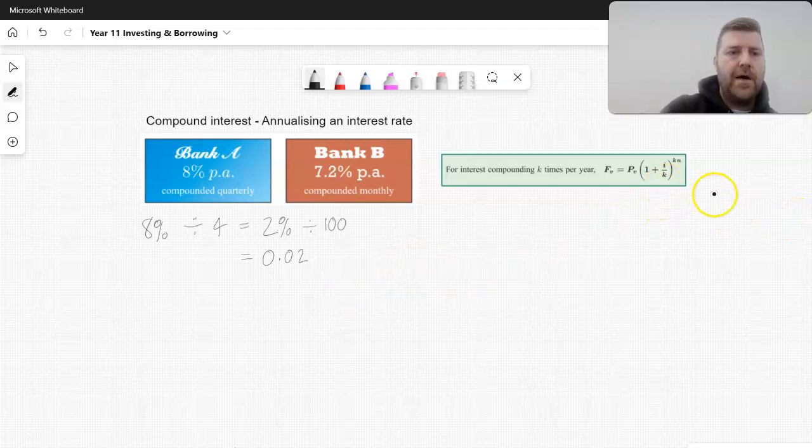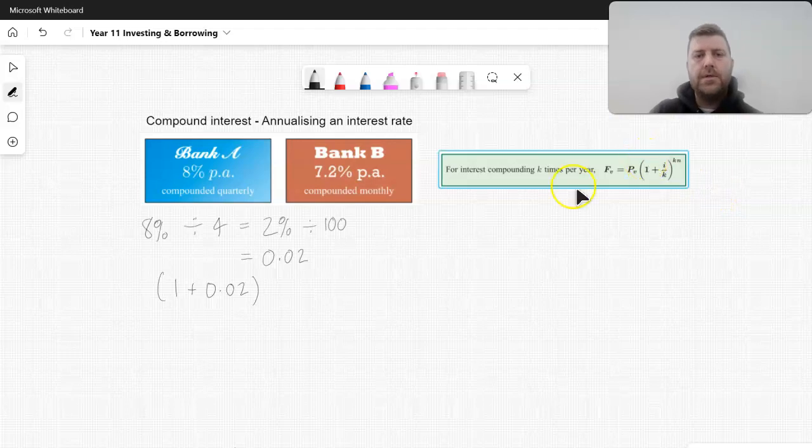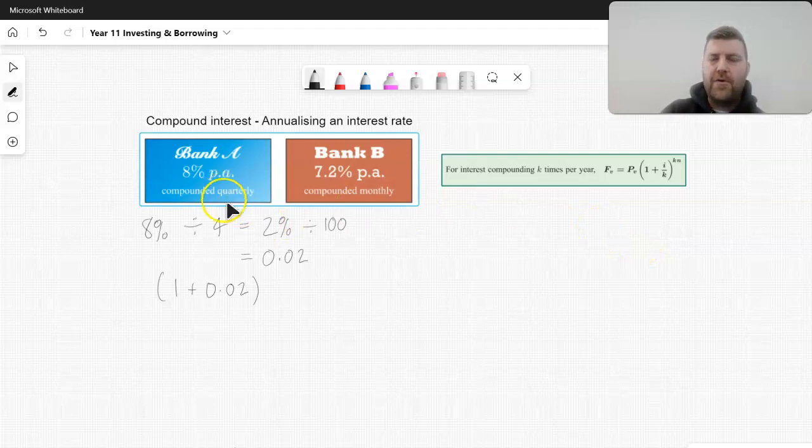And then I'm just going to pop that in. So that becomes 1 plus 0.02 to the power of k times n. Remember, k is the number of compounding periods, n is the number of years. We're just using n as 1. So I'm just going to put in the number of compounding periods, which is 4 in this case, quarterly, 4 times a year.